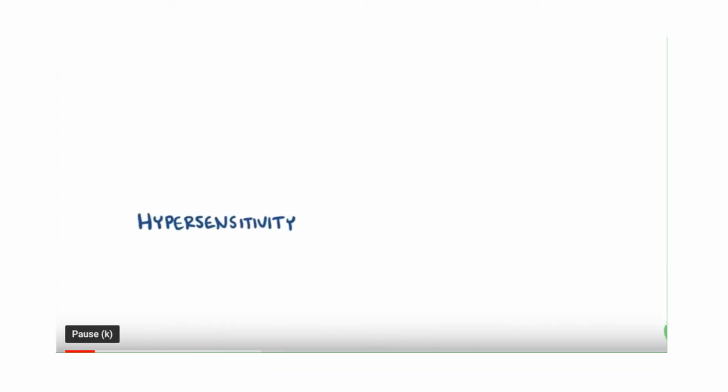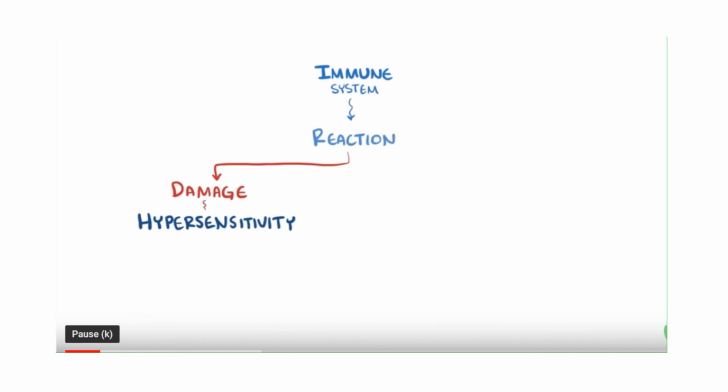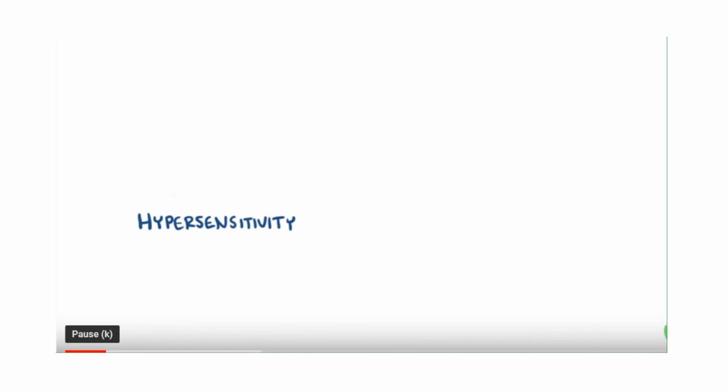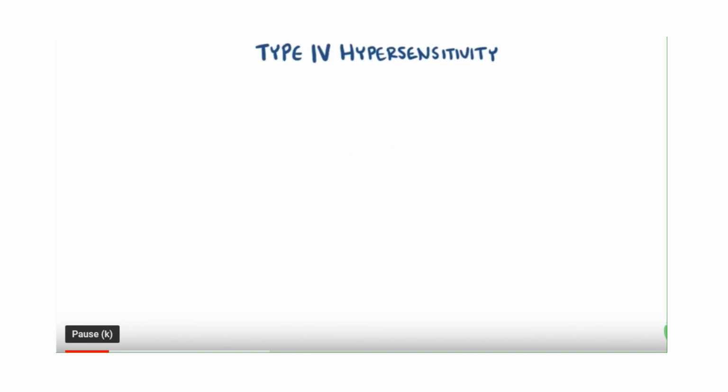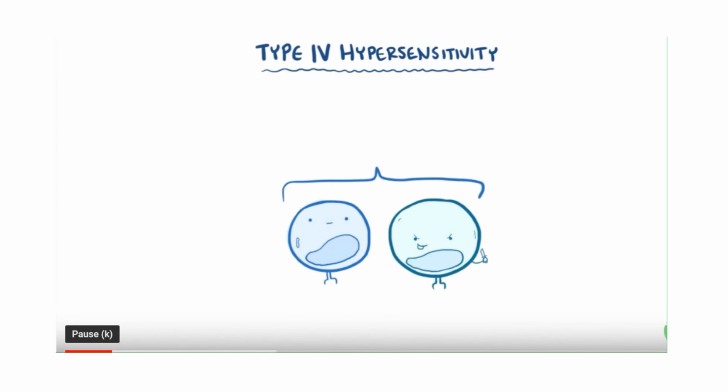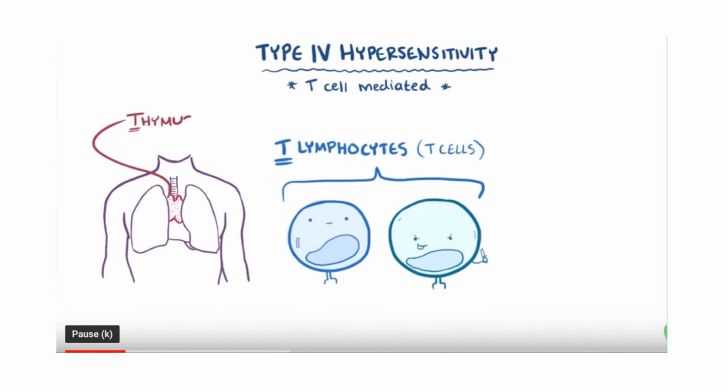Having a hypersensitivity means that someone's immune system has reacted to something in such a way that it ends up damaging them as opposed to protecting them. There are 4 different types of hypersensitivities, and in the 4th type, or type 4, the reactions are caused by T lymphocytes, or T cells. And so type 4 is also sometimes known as T cell mediated hypersensitivity. T cells are called T cells because they mature in the thymus.